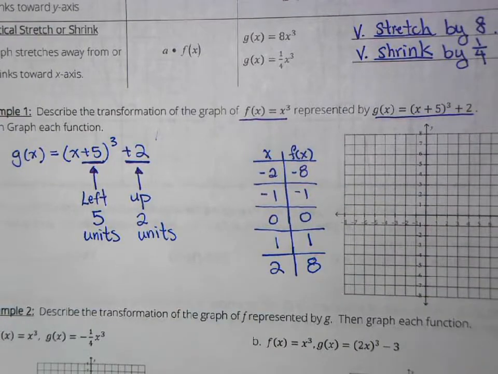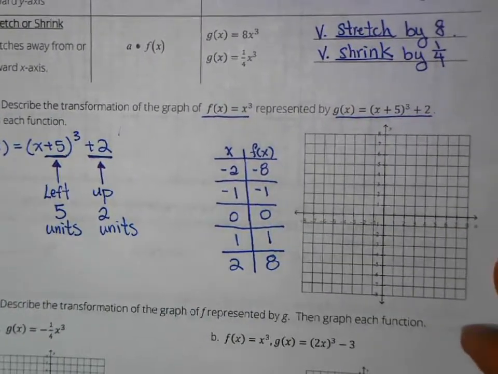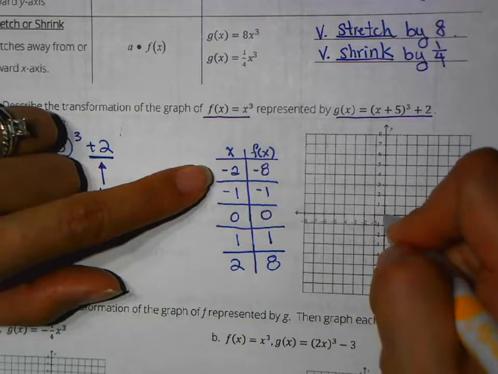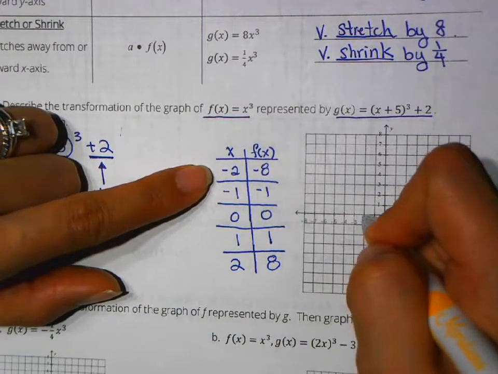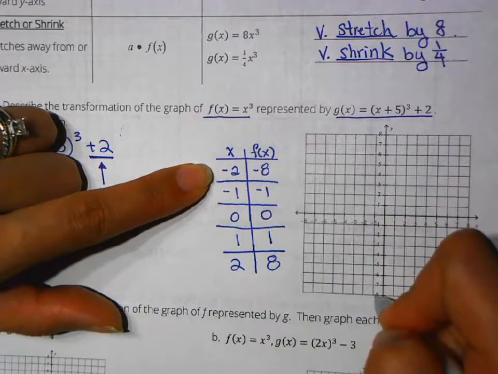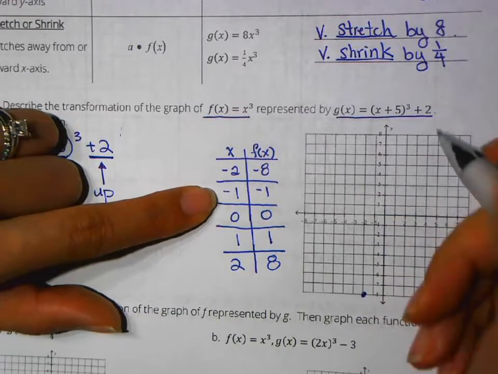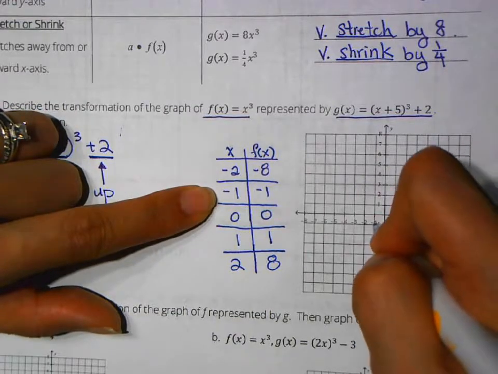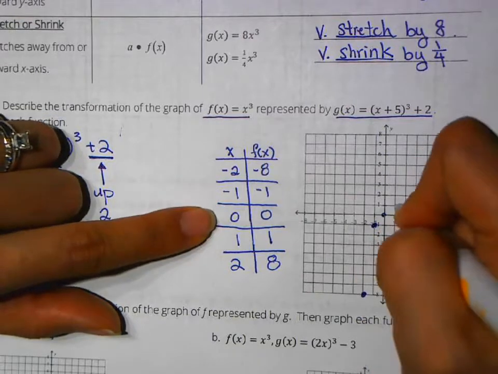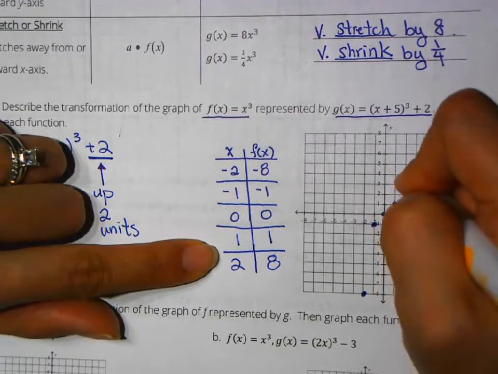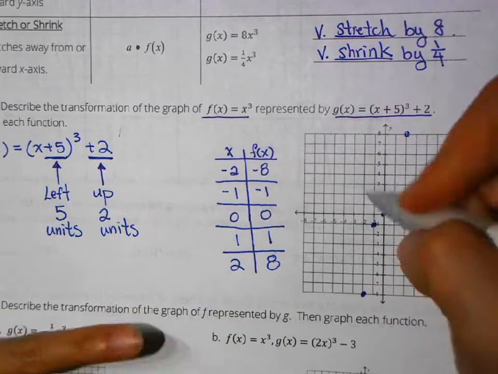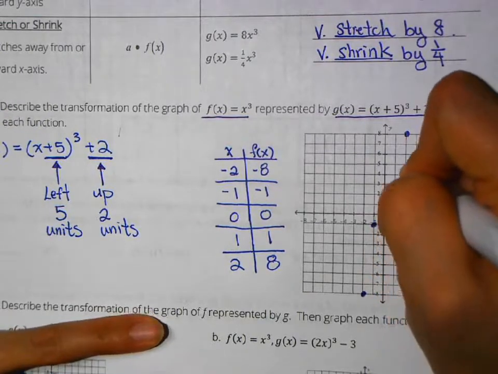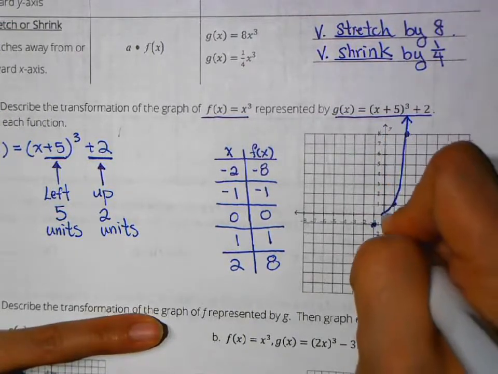Okay, with that, we can definitely graph these points on the graph. Negative 2, comma negative 8. It's right there. Negative 1, negative 1. So here, 0, 0, 1, 1, and 2, 8. So this is what a parent cubic function looks like.